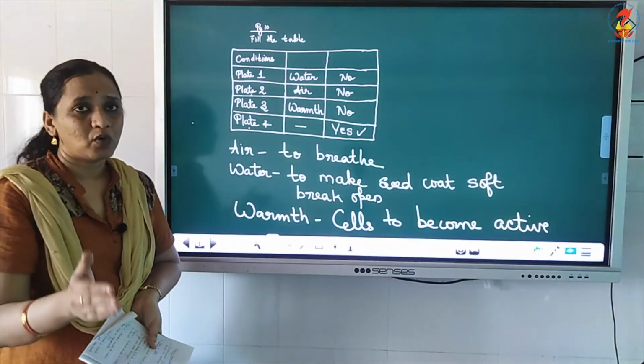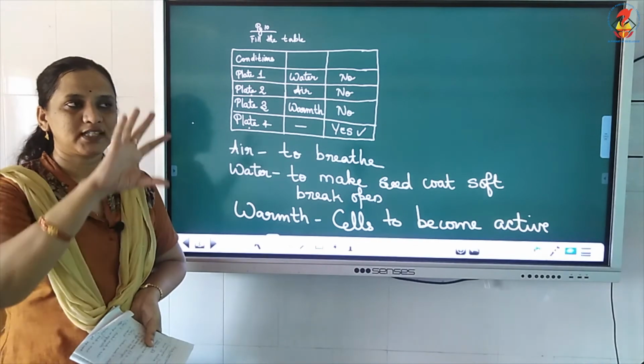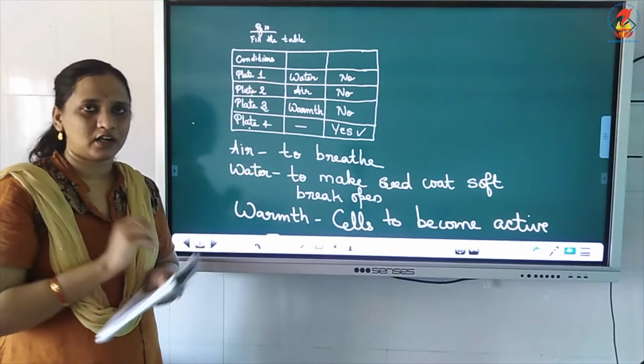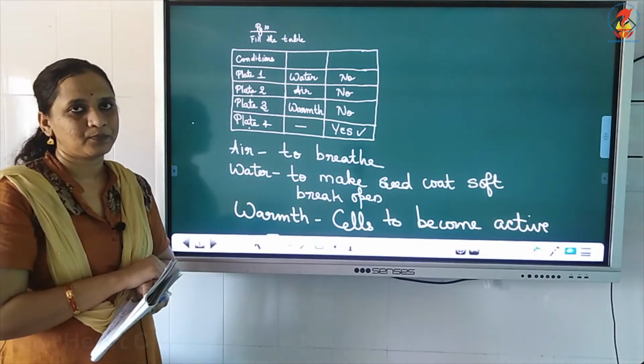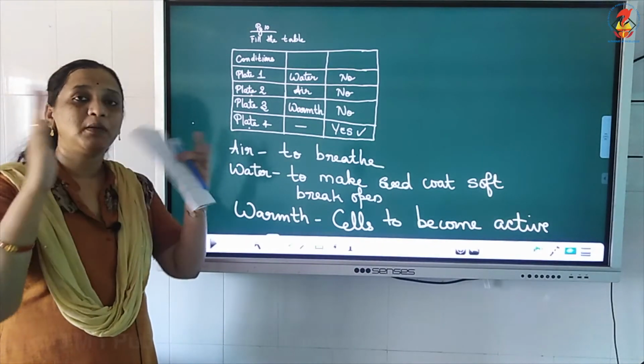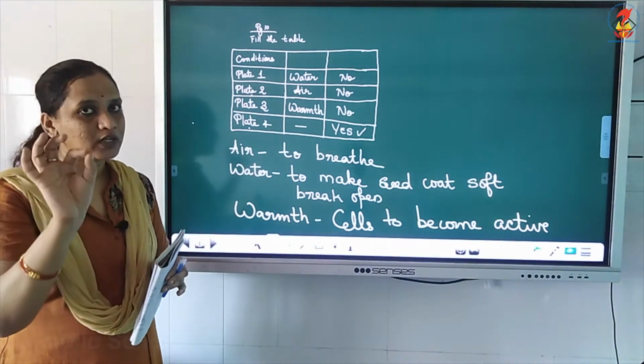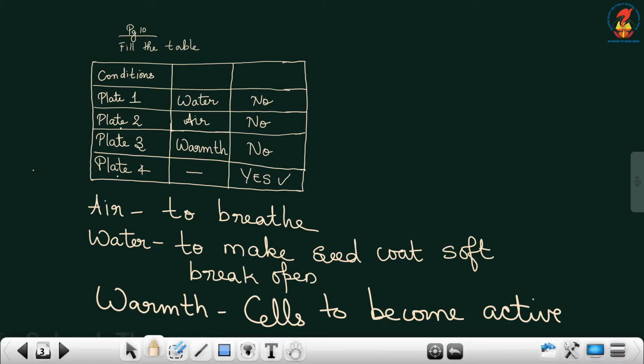So, if water is not there, the seed coat will still be hard. You remember I told you it has a protective function. So, it needs to be broken up. For that, water is required. Third, warmth.